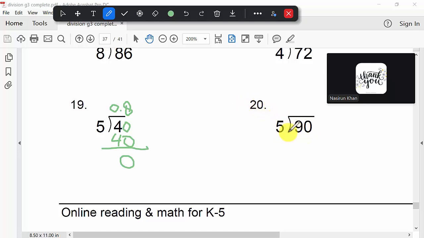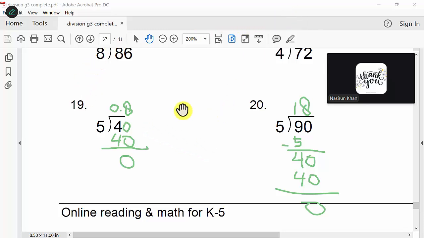Okay, now number 20. 90 divided by 5. 9 divided by 5 is 1. 1 times 5 is 5. We subtract here, 4. And then we drop 0, because there is a 0 in that place. 40 divided by 5 is 8. 8 times 5 is 40. And then the answer is 18. Okay, you can always check the answer by multiplying the quotient, the result, with the divisor. Okay, let's do another number.